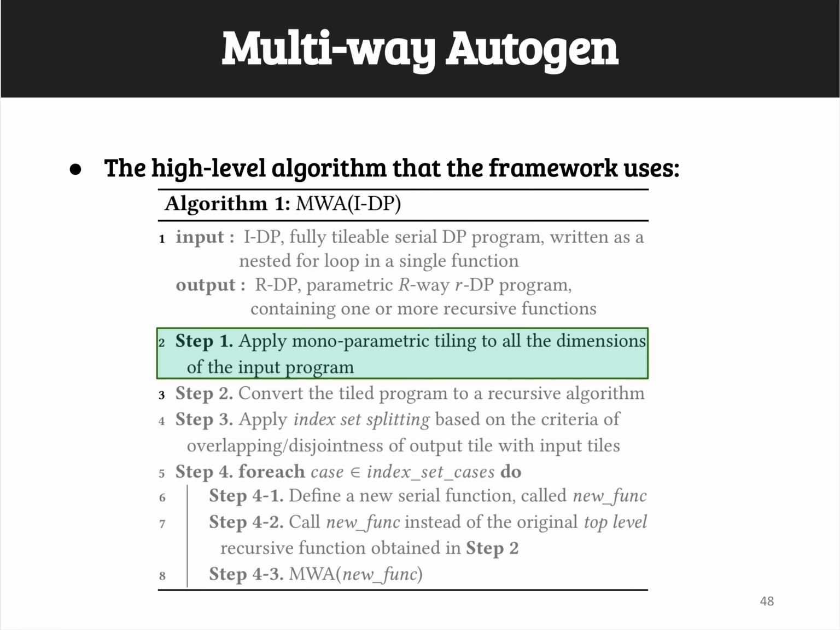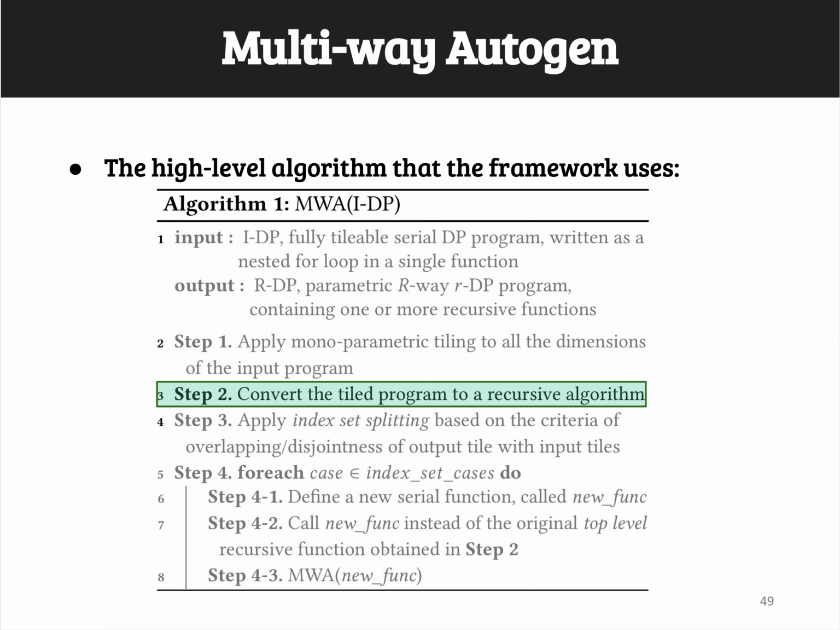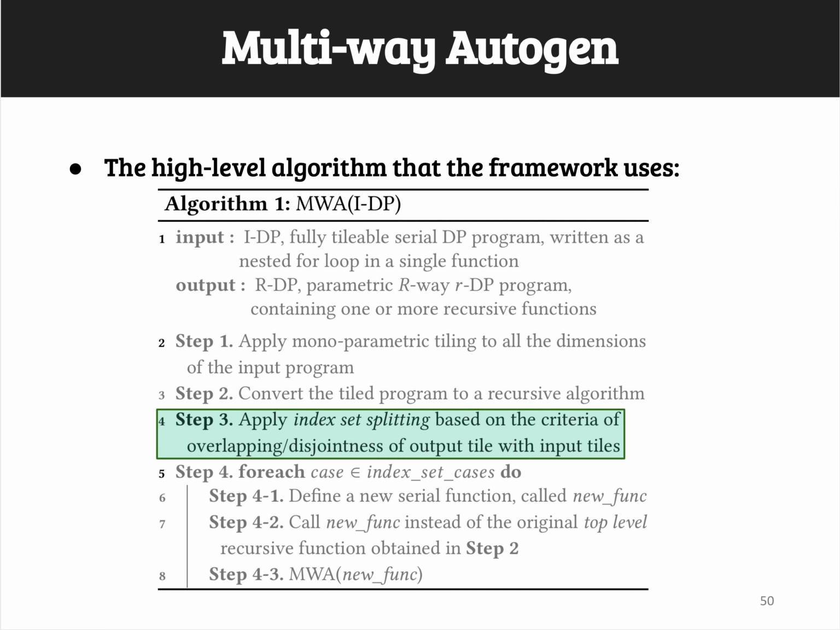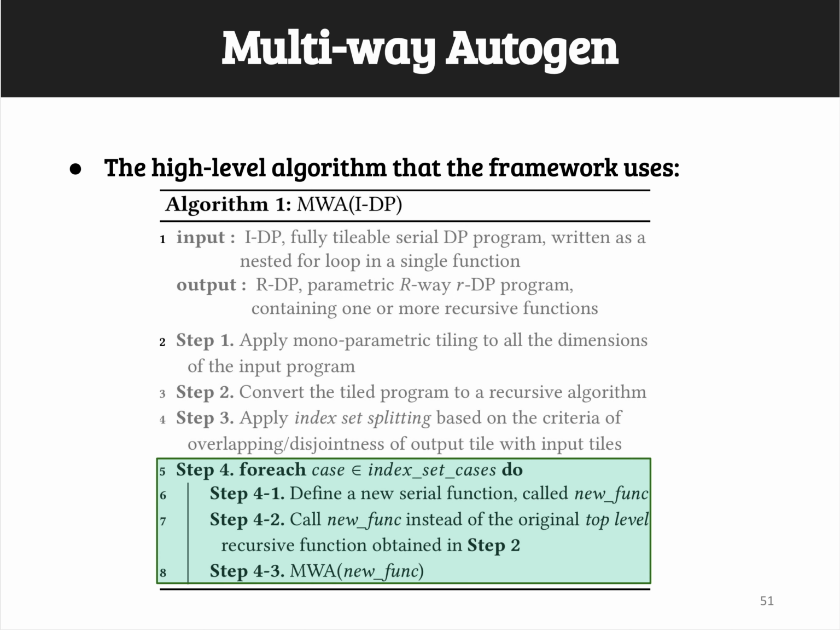Let's look at the high-level algorithm that the framework or this design methodology uses. In the first step, it applies monoparametric tiling to all the dimensions of the input program. Then it converts the tiled program to a recursive one. And then, in order to come up with a more efficient recursive solution, it applies index set splitting based on the criteria of overlapping or disjointness of output tiles with the input tiles. And then for the new cases obtained in step 3, it defines a new serial function, it calls that new function, and then it processes it the same way.